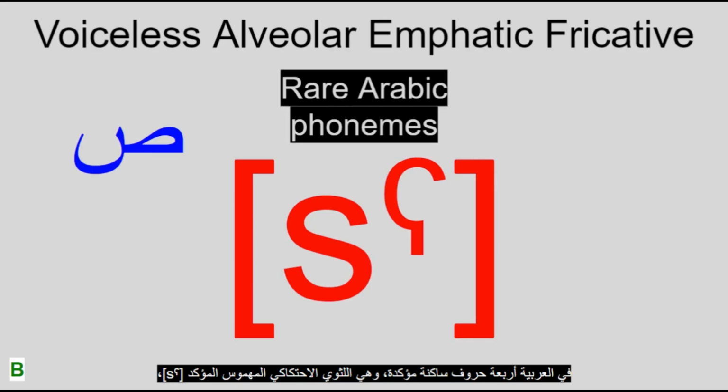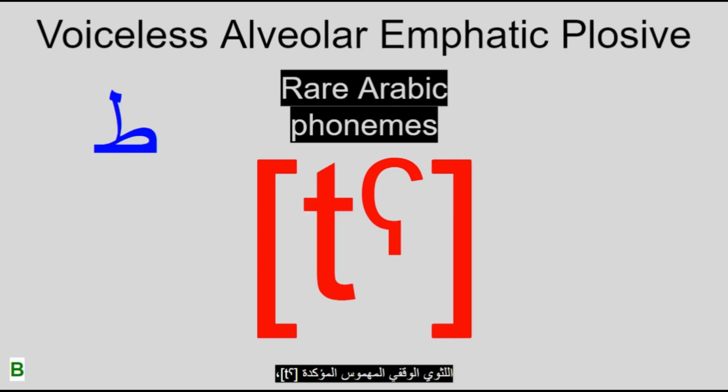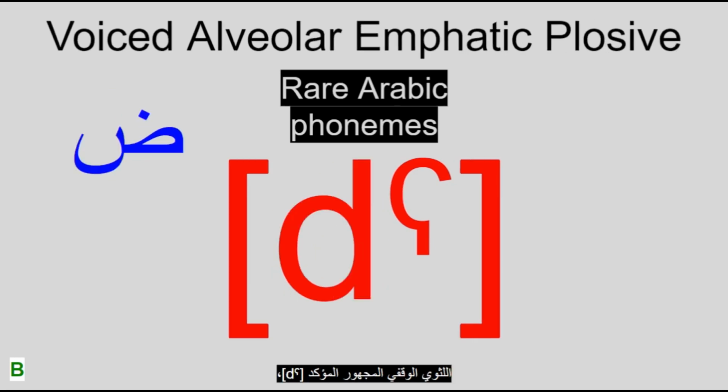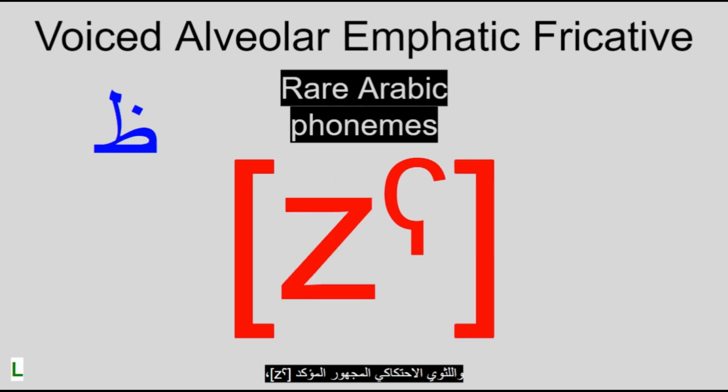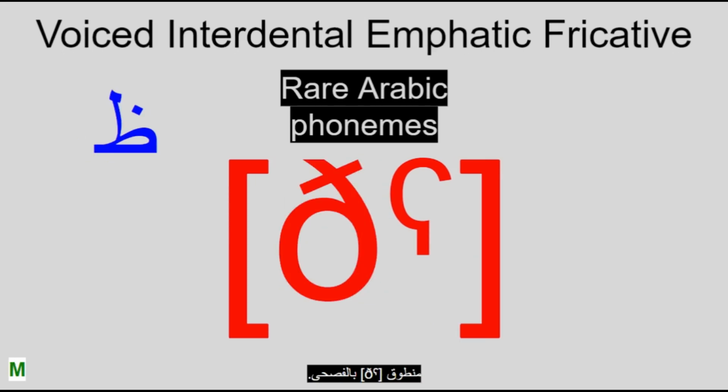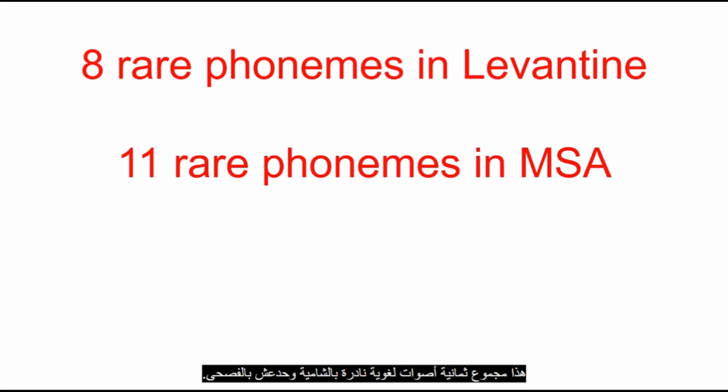Arabic has 4 emphatic consonants, those being the voiceless alveolar emphatic fricative sa, the voiceless alveolar emphatic plosive ta, the voiced alveolar emphatic plosive da, and the voiced alveolar emphatic fricative za, which is pronounced la in MSA. That's a total of 8 rare phonemes in Levantine Arabic and 11 in MSA.